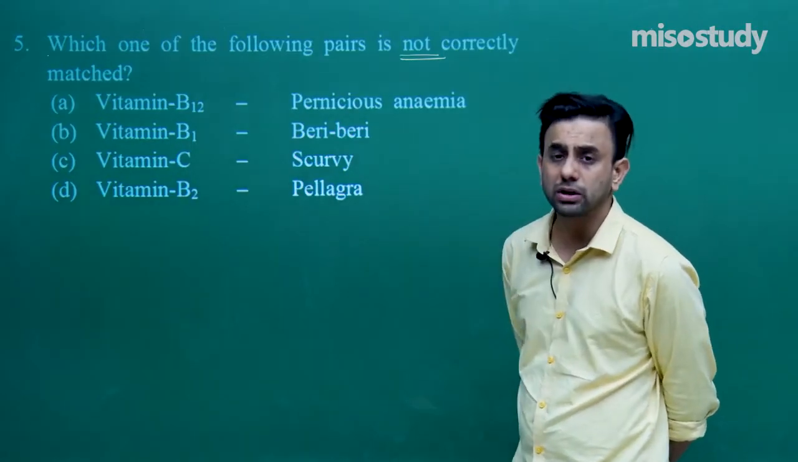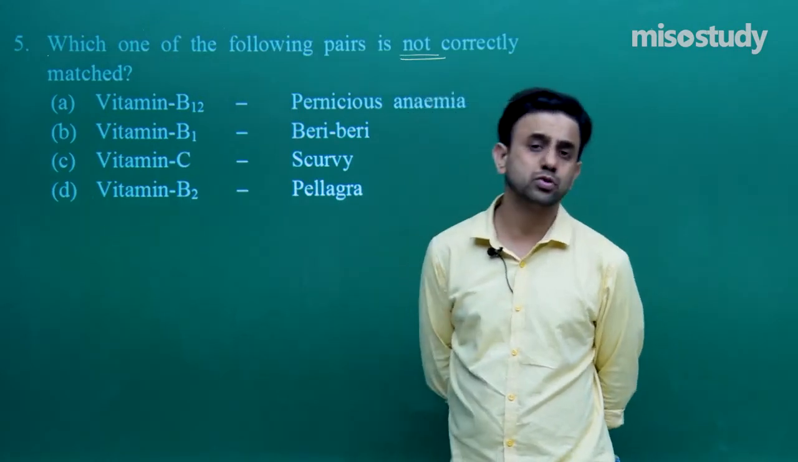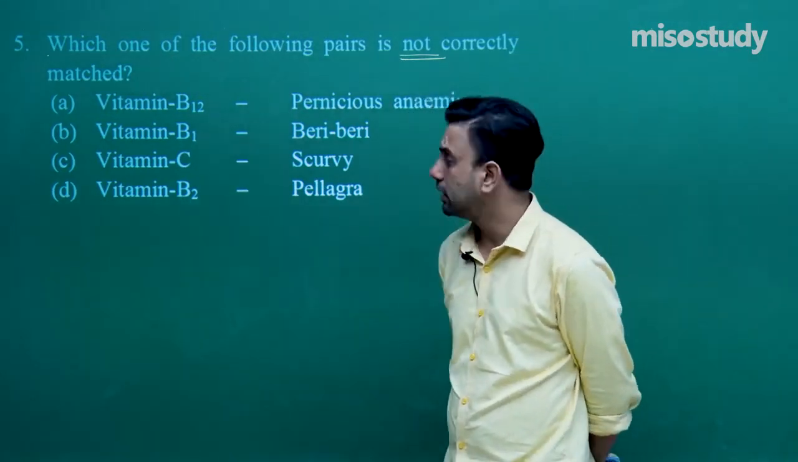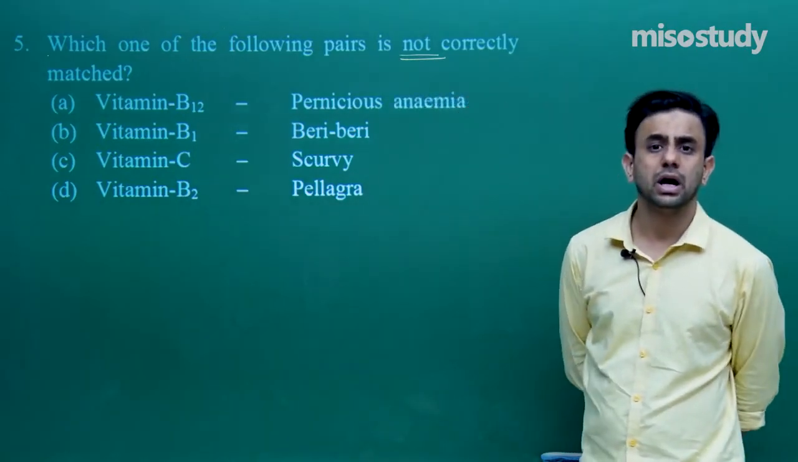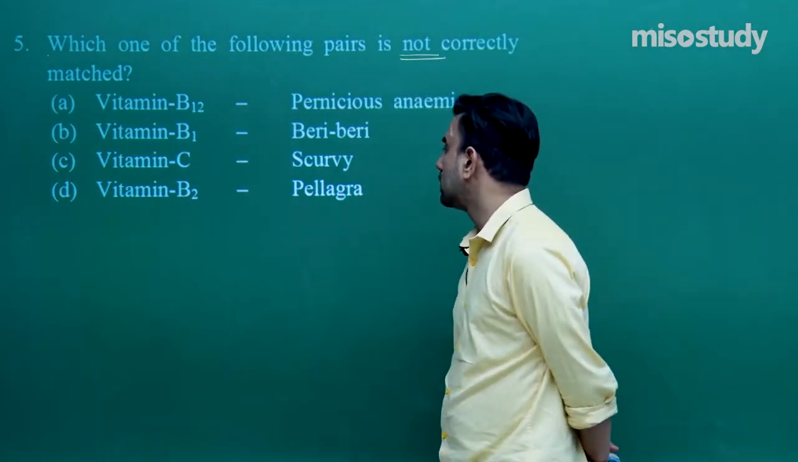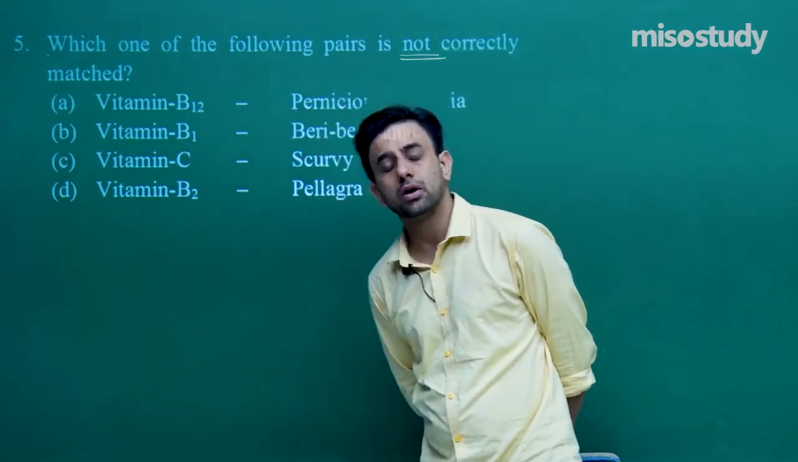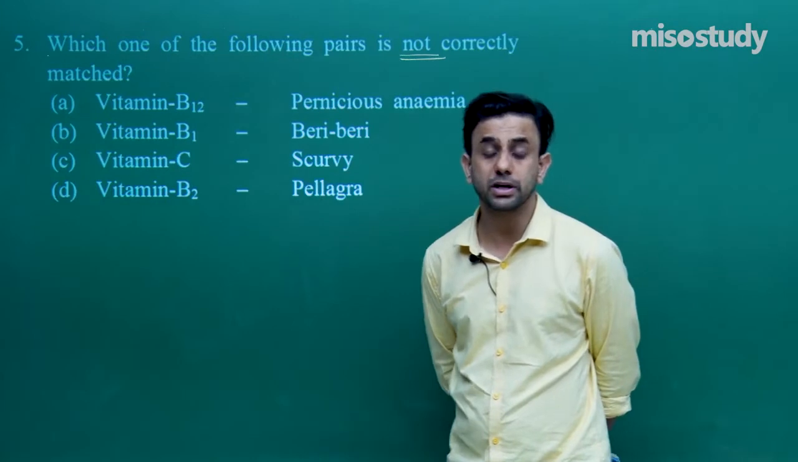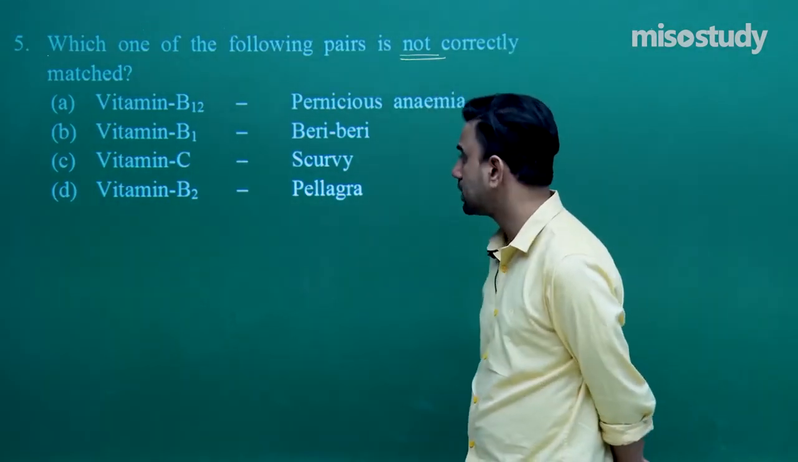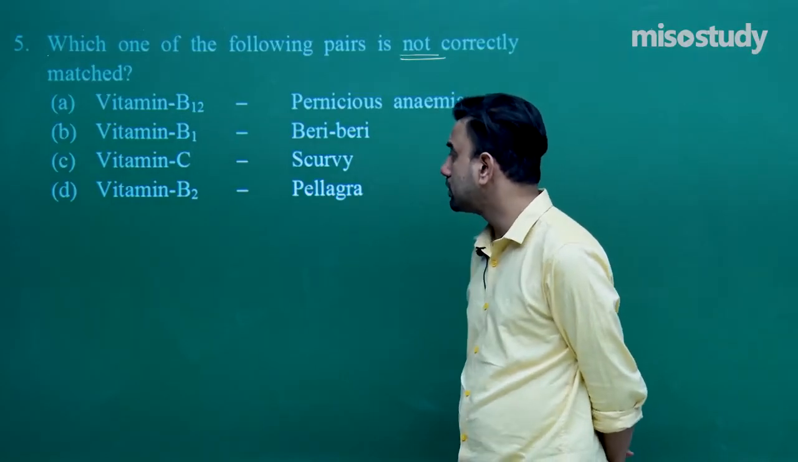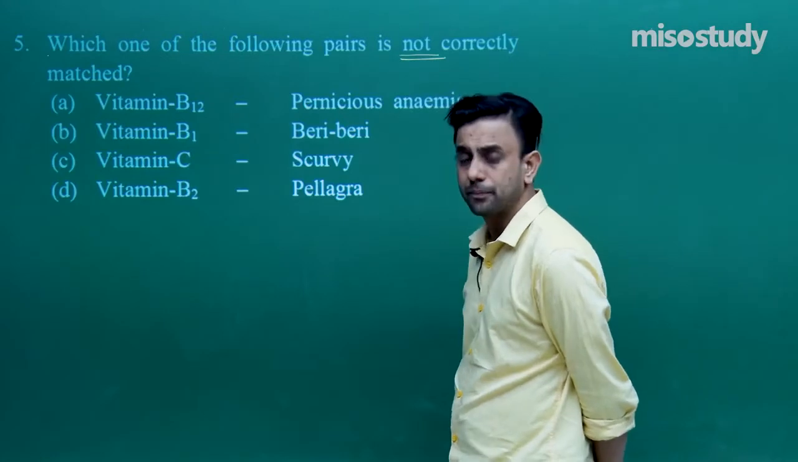Vitamin B1, or thiamine, will lead to beriberi, and beriberi can be of two types, dry beriberi and wet beriberi. Vitamin C, as I told you, is scurvy, a disease of the connective tissue. There will be an abnormality of the connective tissue because collagen metabolism and collagen formation would be completely disturbed. Now vitamin B2 and pellagra, which is completely wrong.